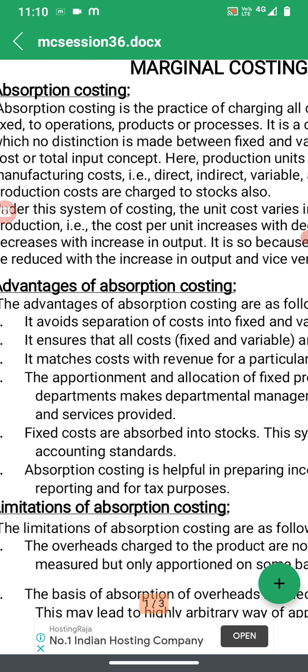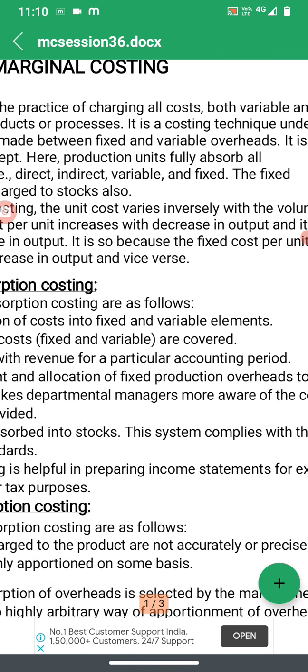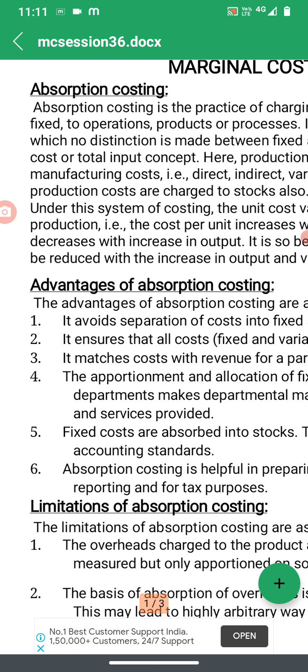But absorption costing is a system where we talk about both the variable as well as the fixed cost, that is nothing but the total cost. Okay, so that is the way it goes.